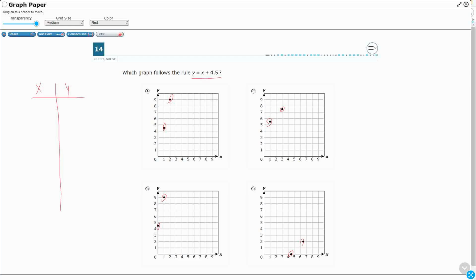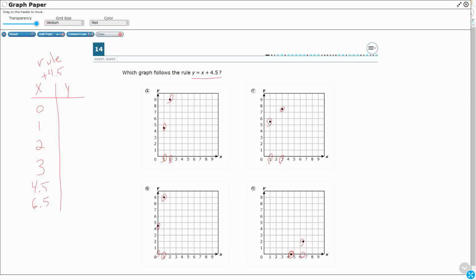Now, they already tell us that y equals x plus 4.5. So that's going to be our rule. We add 4.5 to x and we get y. And let's take a look at what some of our x values are. I've got a 1 and a 2. I've got a 0 and a 1. So I can do a 0, a 1, and a 2. This one is a 3 and a 1. I've already got my 1, so I'll add my 3. And then this is a 4.5 and a 6.5.